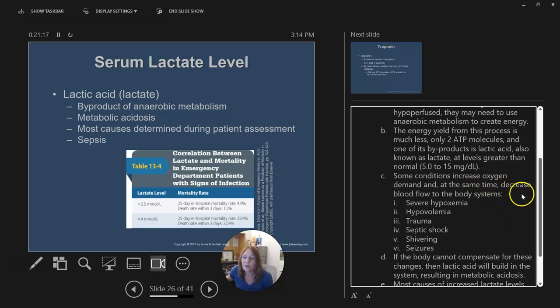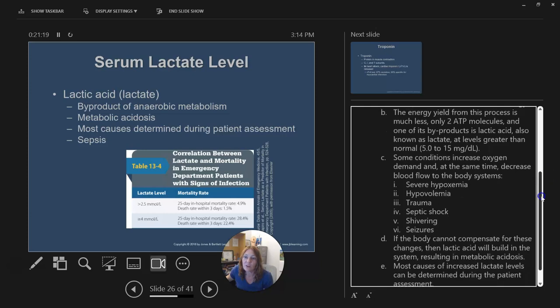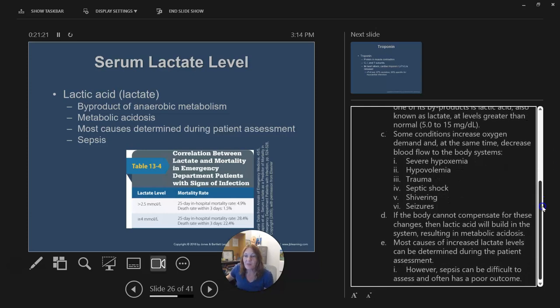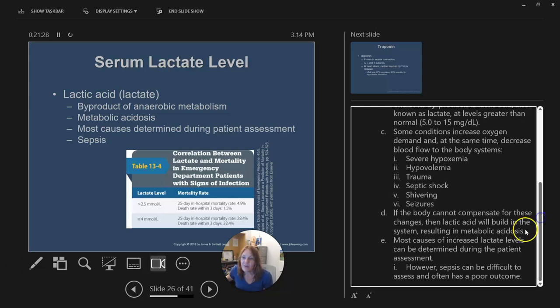Levels are greater than normal, so 5 to 15 milligrams, when some conditions increase oxygen demand and at the same time decrease blood flow to the body's systems. These conditions could be severe hypoxemia, hypovolemia, trauma, sepsis. Shivering can cause it as well as seizures. If the body cannot compensate for these changes, then lactic acid will build in our system, and that results in metabolic acidosis. Most causes of increased lactate levels can be determined during the patient assessment. However, sepsis can be difficult to assess and often has a very poor outcome for our patients.